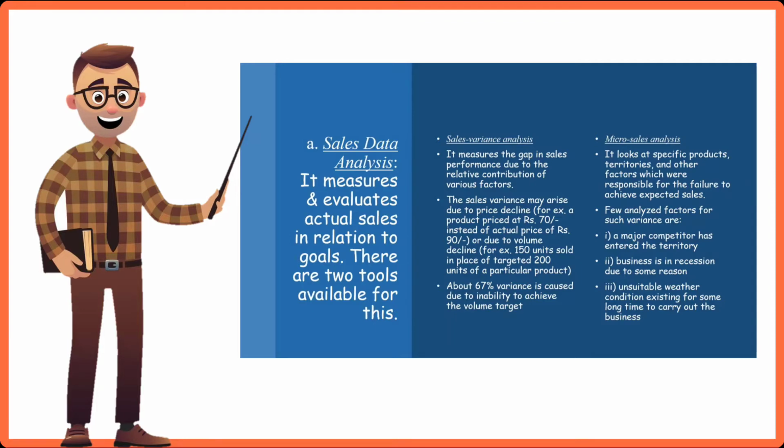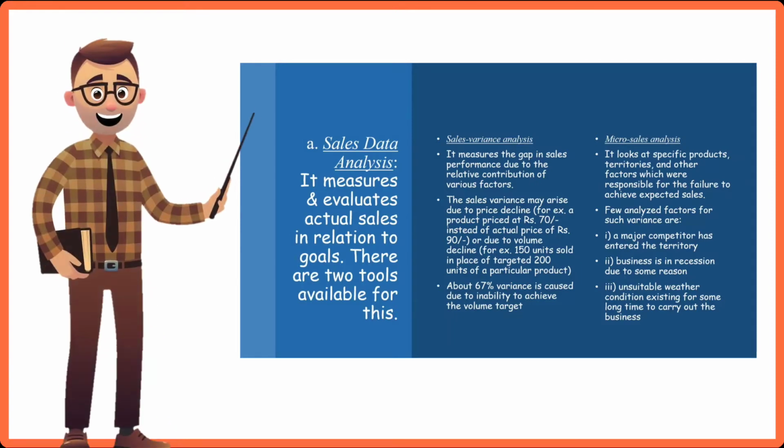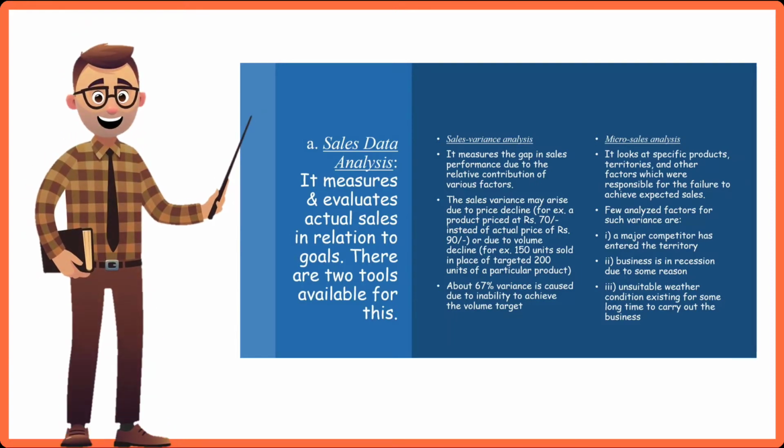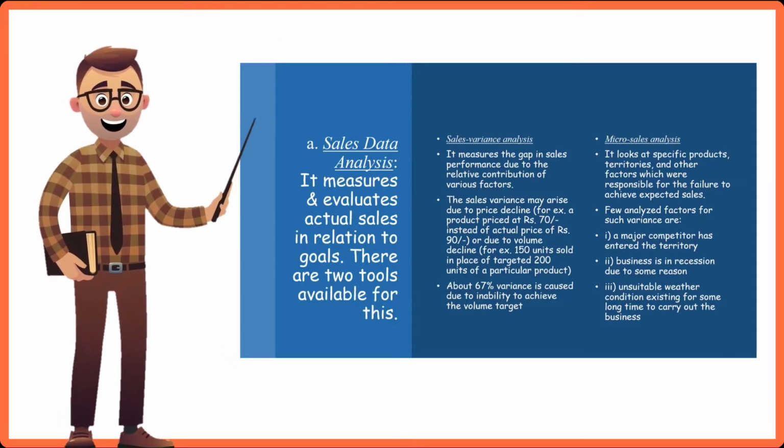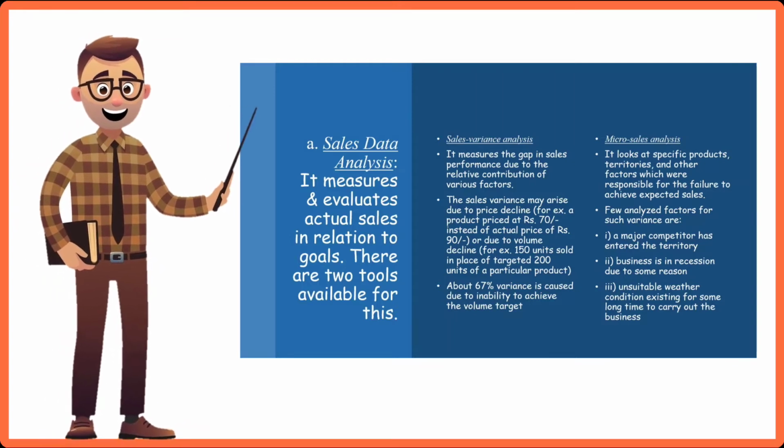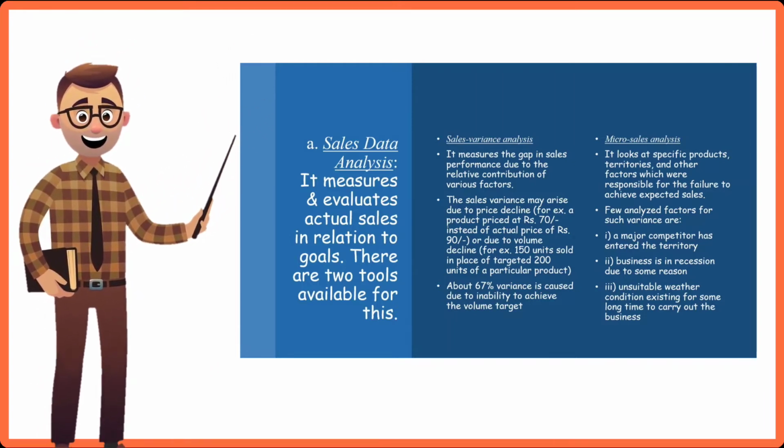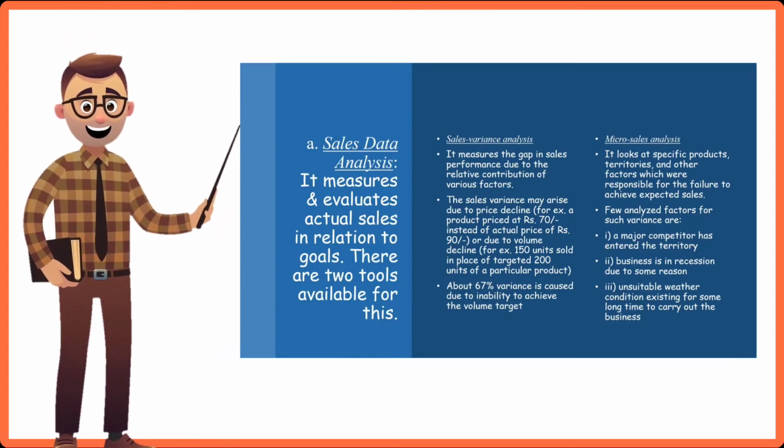Second one is micro sales analysis. This analysis looks at specific products, territories and other factors which are responsible for the failure to achieve expected sales. A few analyzed factors for such variance are: a major competitor has entered the territory. Second one may be business is in recession due to some reason, and the last one may be unsuitable weather condition existing for some long time to carry out the business.